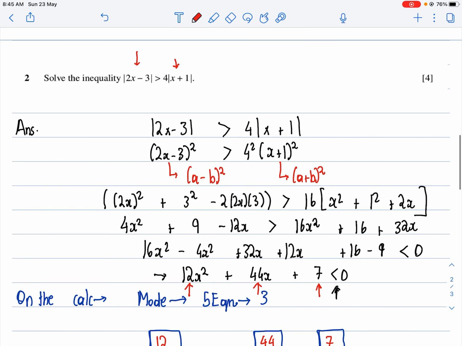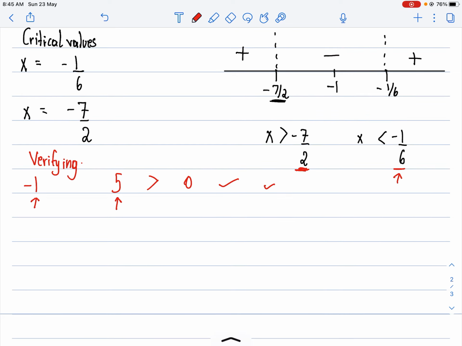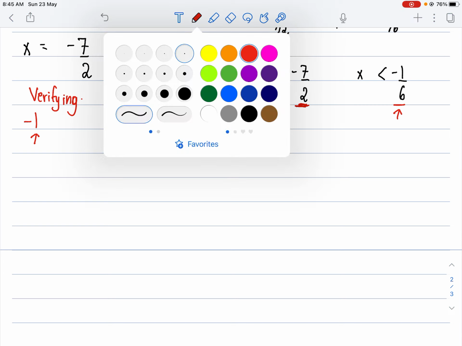Now I put this here. Simply this is minus 1 plus 1, which is 0. So I get 0. So I know 5 is more than 0. That means this value is verified. Now I can again take a value which is less than minus 1 by 6, which is again minus 1, which I know is 5 here. And even this critical value is verified. That means both my values are verified.